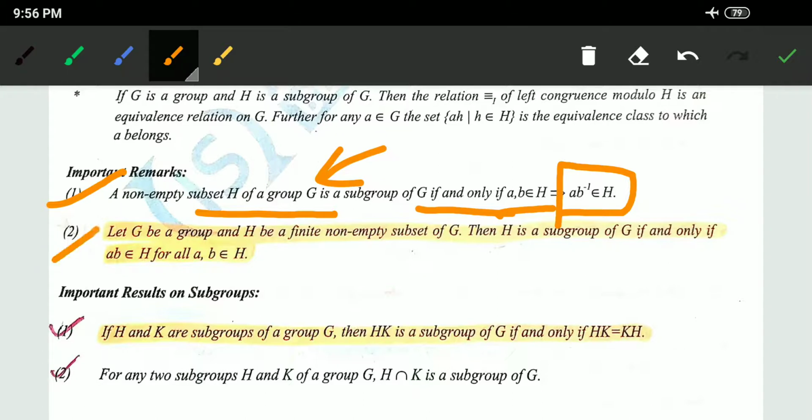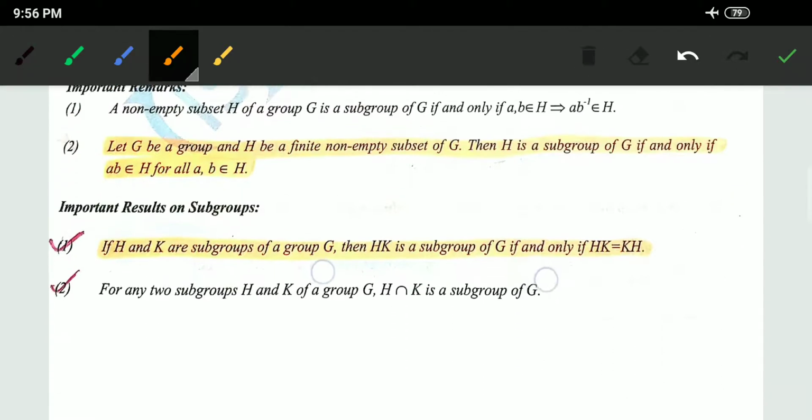Similarly, the next important property: let G be a group and H be a finite non-empty subset of G. Then H is a subgroup of G if and only if ab belongs to H for all a, b belonging to H.